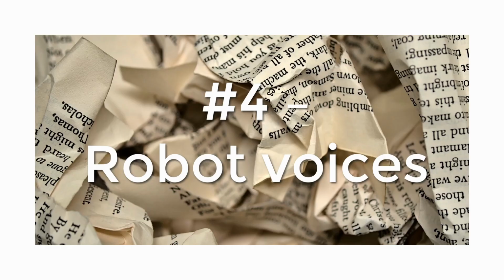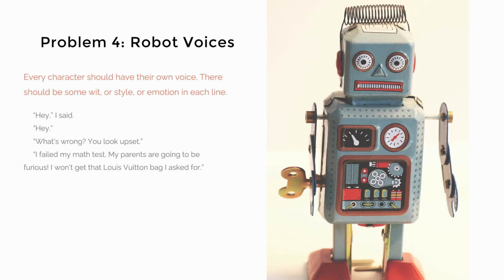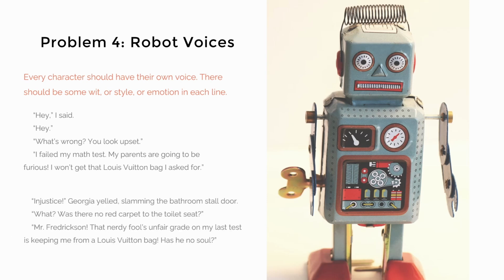The next mistake is robot voices. So every character should have their own unique voice. There should be some wit or style or emotion with each line. So, hey, I said, hey, what's wrong? So this is the same conversation we had before. There's no unique voice. These sound like the exact same character. So let's try it this way. I changed one of the lines.